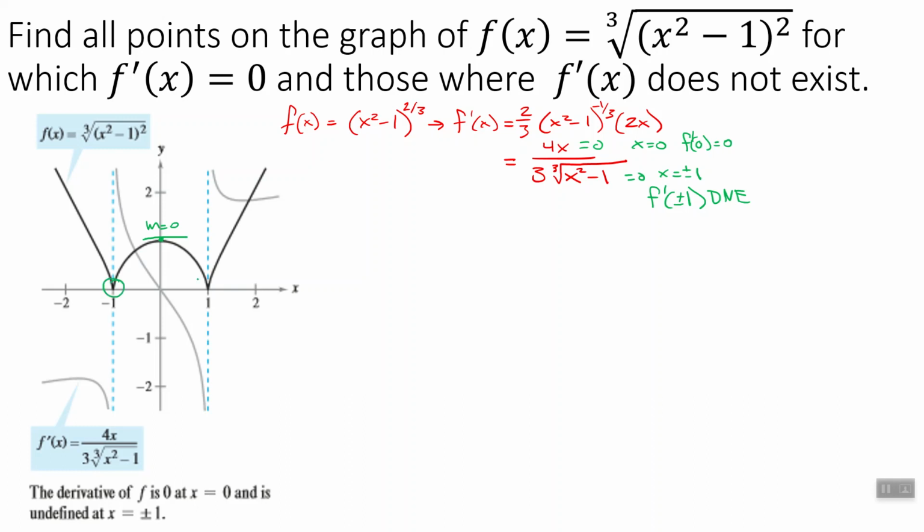And here we have a corner and another corner. So here f prime does not exist. And here f prime does not exist. And if you look, here's the derivative in gray. And if you notice, there are vertical asymptotes right at these dotted lines at 1 and negative 1. And right here, the derivative equals 0.